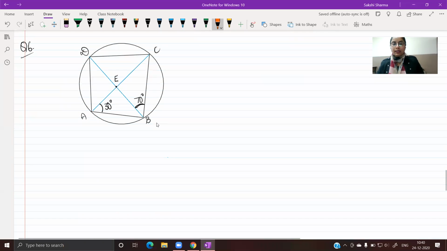So quadrilateral ABCD, the diagonals intersect at E. Make sure you mark the points either clockwise or anti-clockwise. So ABCD, then diagonals intersect at E. Angle BAC is given as 30 degrees. I have marked here. Angle BAC is given as 30 degrees and angle DBC is 70 degrees. The angle you want to find out is angle BCD. You want to find out this angle.